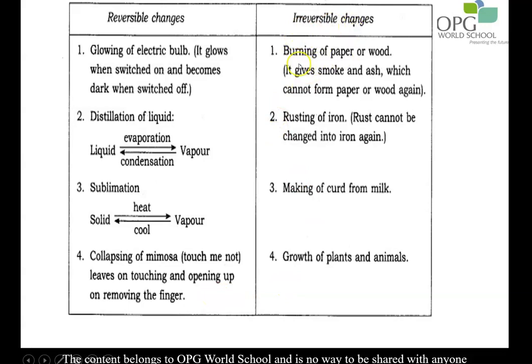Irreversible changes are the burning of wood or paper which will give out smoke and ash. So new substances have been formed. Rusting of iron, in which rust cannot be changed to iron again. Similarly, when your mother makes curd from milk, you cannot get the milk back. And the growth of animals and plants are also irreversible. Just like you have grown since you were a baby and now you can't become a baby again.